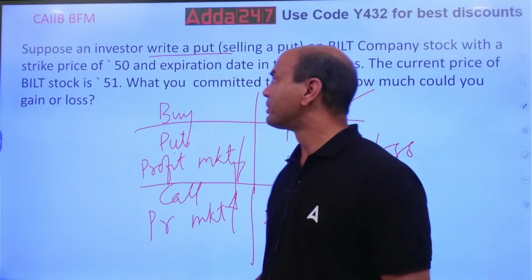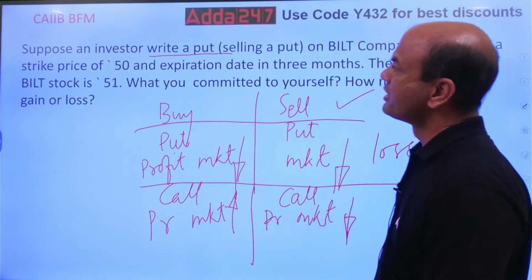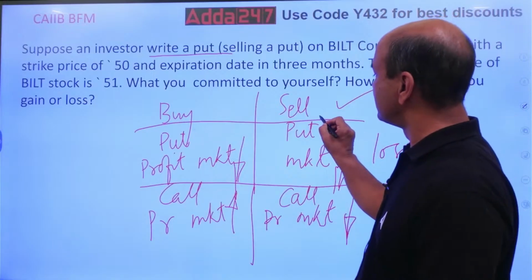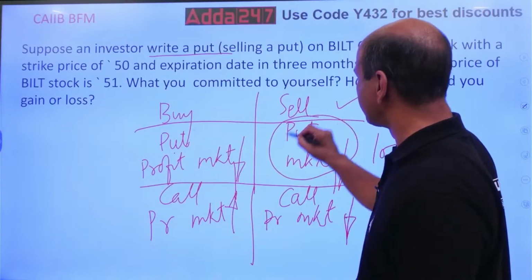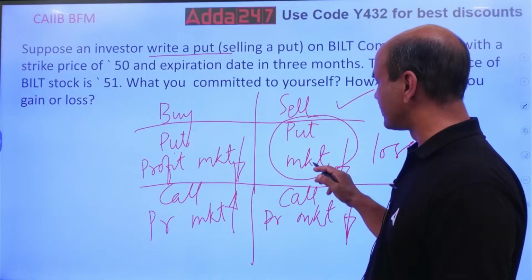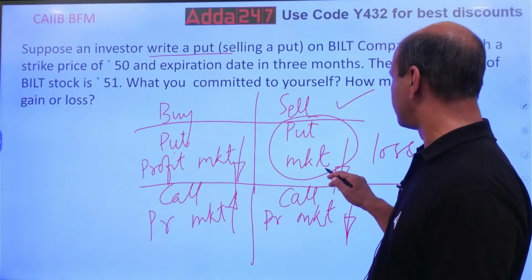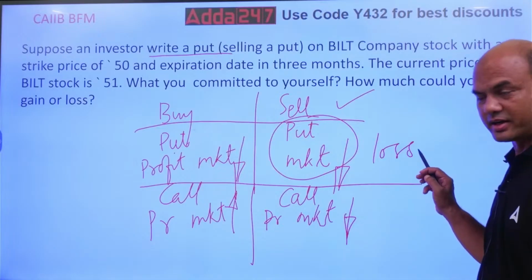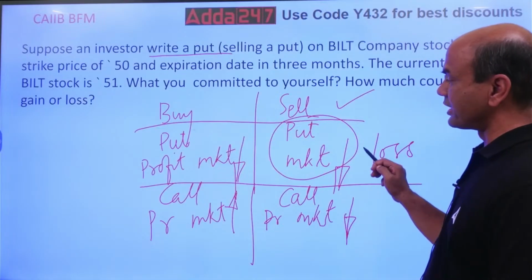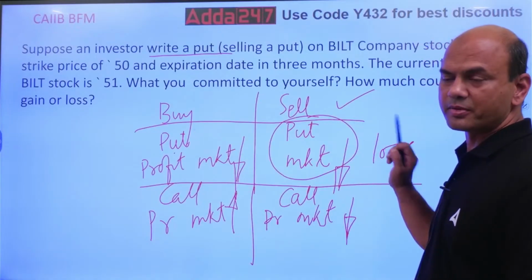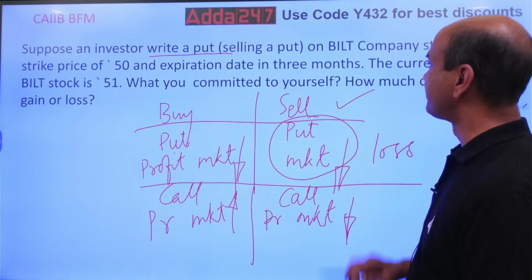Okay, so now let's look at the question. Suppose an investor writes a put. See, here we are in this case, writes the put. If the market is down, the investor will make a loss. Right, in this case we are. And if the market is up, the seller will always make the profit.